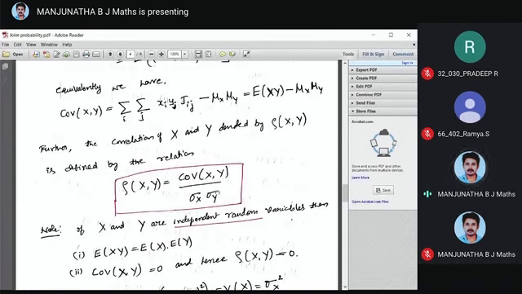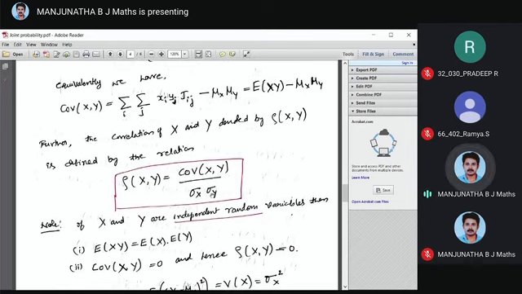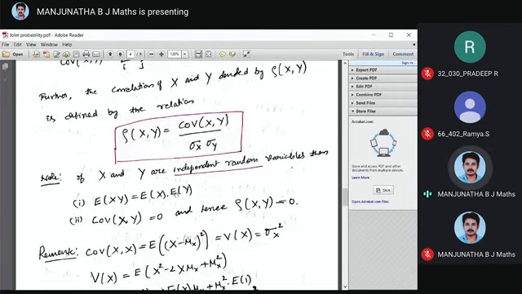Therefore, the correlation of x and y is denoted by rho of x comma y, which is equal to covariance divided by sigma x sigma y. So note here that expectation of xy is equal to expectation of x into expectation of y.